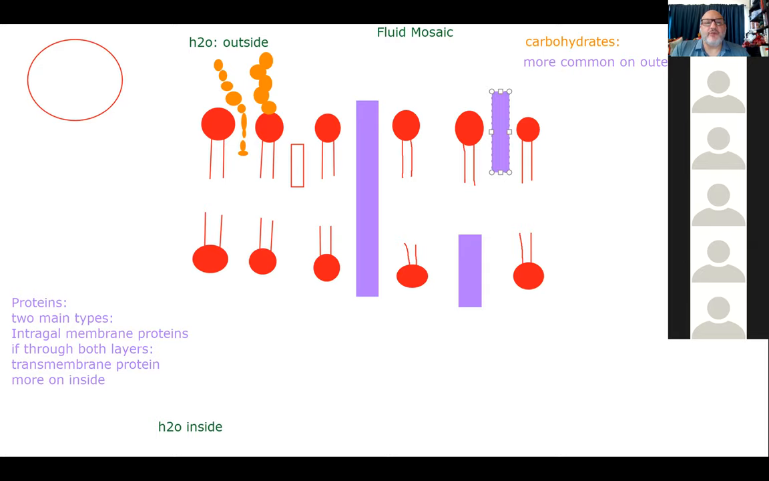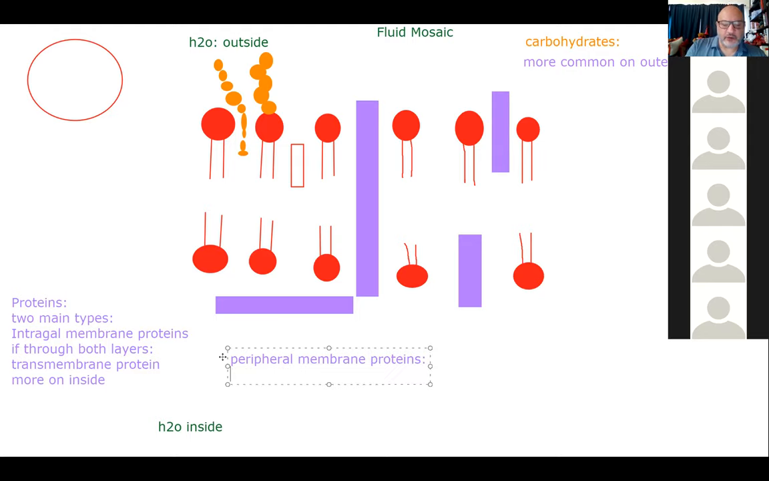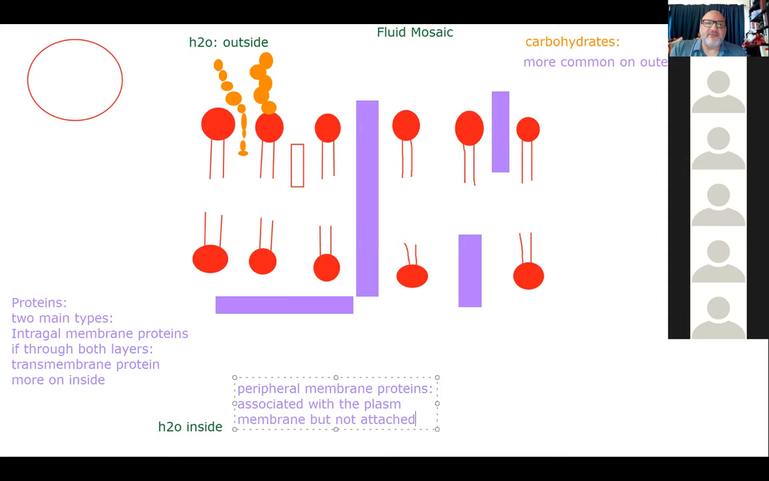The second type of protein is what is called a peripheral membrane protein. Peripheral membrane proteins are associated with the plasma membrane, but not attached to it. So they're going to be in close proximity. Sometimes they will actually be attached to integral membrane proteins, but they are associated with it, but not actually attached to it. These could be enzymes, these could be energy molecules, other things along those lines that we could find associated with that as well.